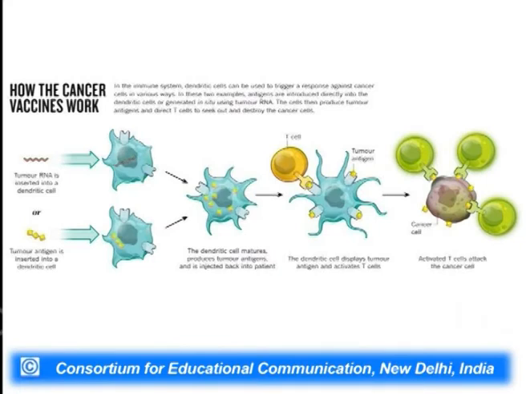Now this is how it works. As you can see, the tumor RNA or even the tumor antigen is inserted into a dendritic cell. The dendritic cell matures, produces tumor antigen, and is injected back into the same patient. Understand, it is the dendritic cell from the same patient, so the patient is not going to consider this dendritic cell as foreign, because it is his own dendritic cell.